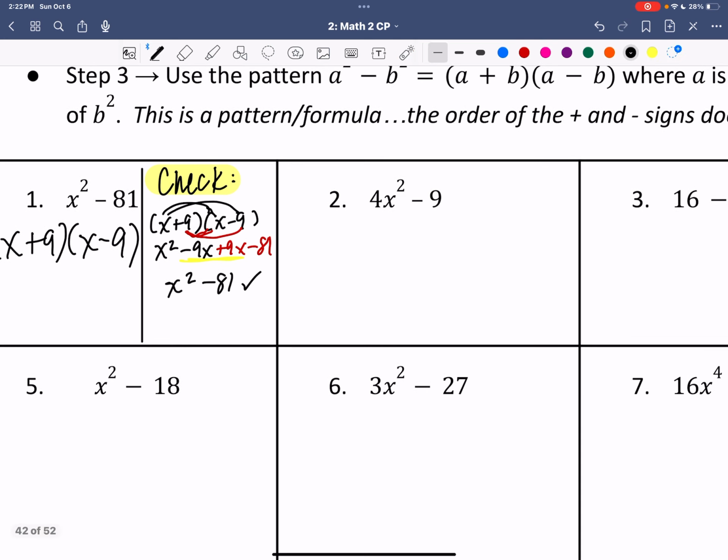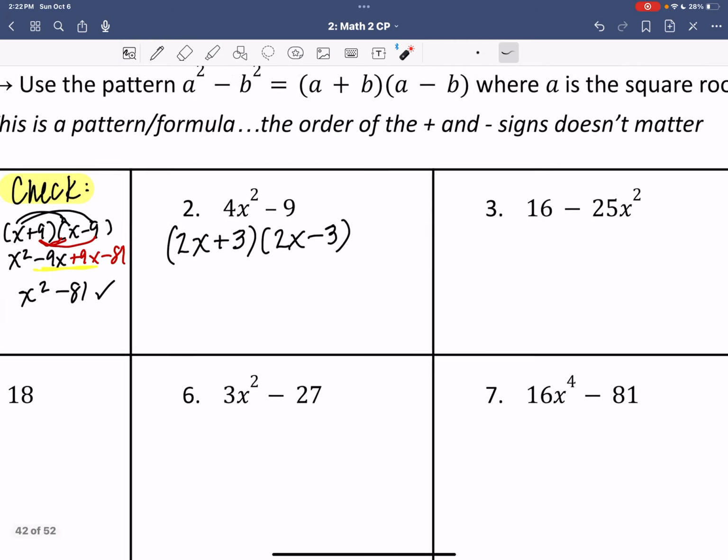So we're going to make this 2x, and again, it doesn't matter which one comes first, plus 3, because the square root of 9 is 3. And then we're going to go 2x minus 3. And again, remember, one needs to be plus, the other needs to be a minus, because your terms in the middle should cancel each other out. And then they're good to go there.